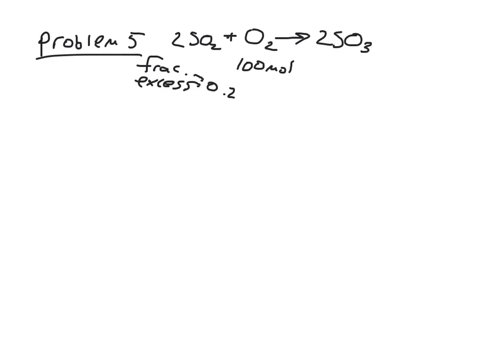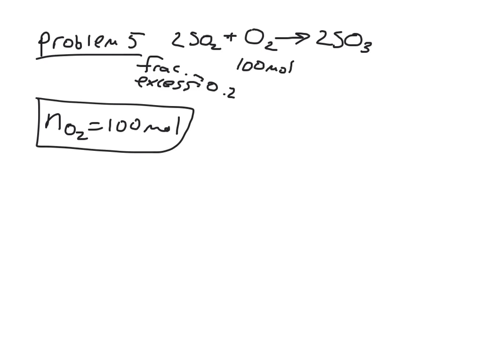So the good thing about this problem is we don't need to worry anything about the products, because that has nothing to do with the fractional excess and what's in the feed. In this case, we're just solving for how much O2 and how much SO2 we have, because those are the two reactants here. Well, already we should be able to just write out nO2 is equal to 100 moles. That's given in the problem statement. Put it there, put it in a box.